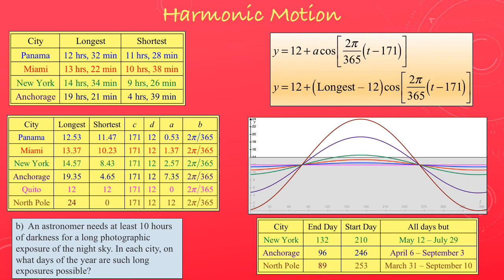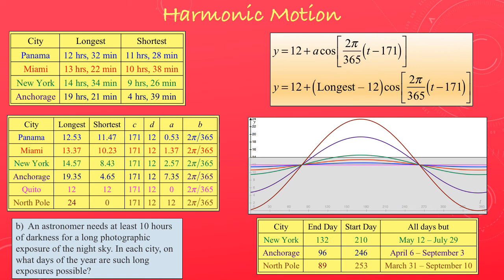The inequality y is less than 14 is true from day 0 to day 132, and then day 210 out to day 365, which means that we can take our picture for all days except from May 12th to July 29th. We do the same for Anchorage, but get the 2 values of 96 and 246, which means that we can take the picture in Anchorage for all days except between April 6th and September 3rd.